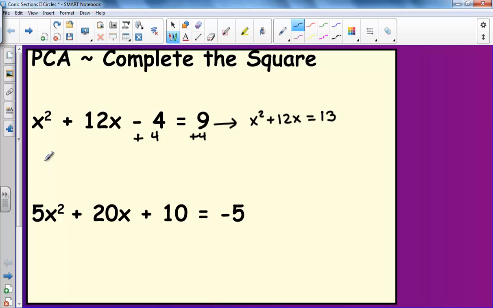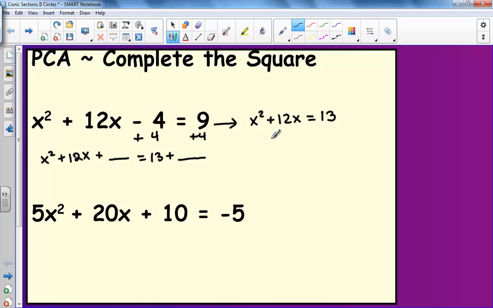Alright, so we need to add our b over 2 squared to each side. So I'm going to leave a space there. That's going to be my b over 2 squared. And whatever I do to the left side, I have to also do to the right side. So b over 2, remember this is a, b, c. So my b in this case is 12.